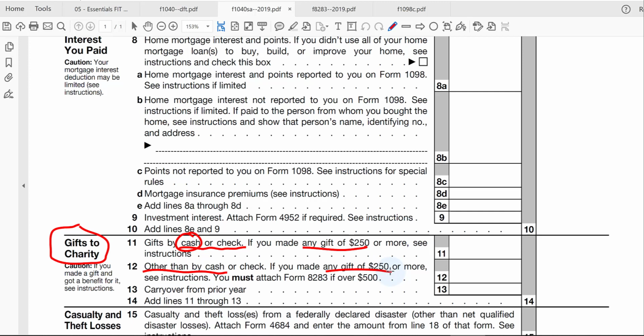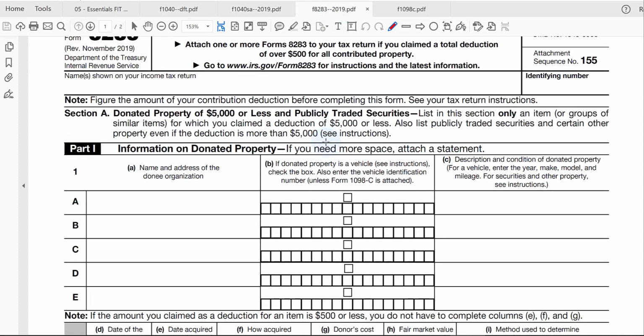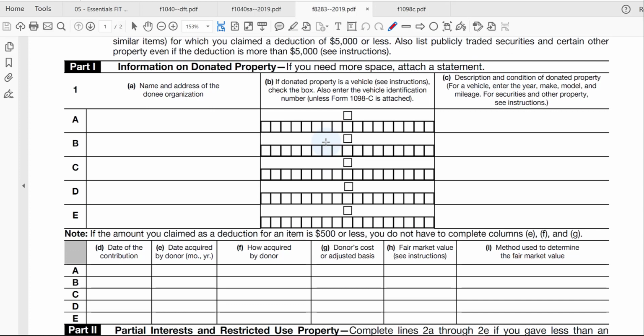Now, if your non-cash contributions total over $500, you have to fill out this form 8283. So let's take a look at that form. And the most common type of non-cash contributions would be stuff that you would give to Salvation Army or Goodwill or Kidney Clothes or Kidney Car, and you would have to fill out these lines here. Unless the amount for any one gift is less than 500, you don't have to fill out these three columns.